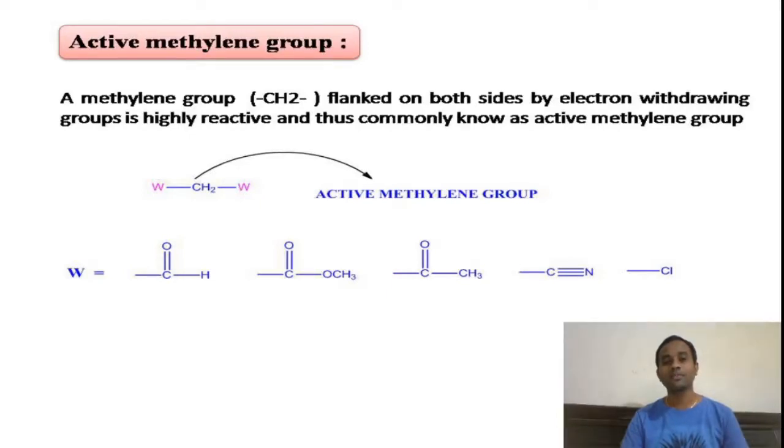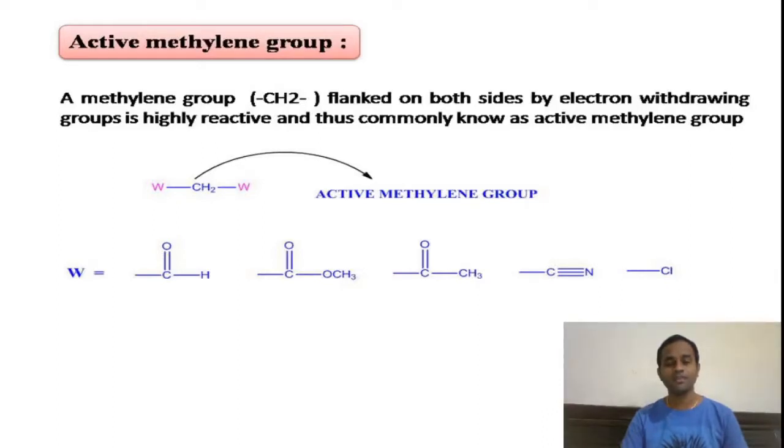So what is an active methylene group? A methylene group which is attached to two withdrawing groups on both sides is highly reactive, and is commonly known as an active methylene group, right? Here is the definition. In the slide you can see a methylene group flanked on both sides by electron withdrawing groups or electronegative groups is highly reactive, and is commonly known as an active methylene group. You can see in the figure a CH2 group attached to two withdrawing groups. That CH2 group is called an active methylene group, right?